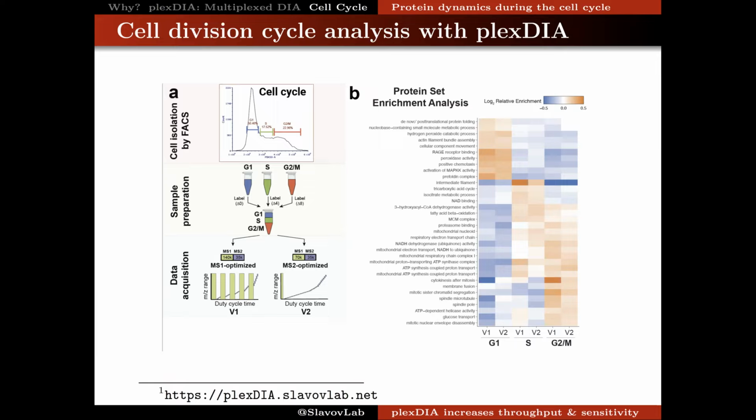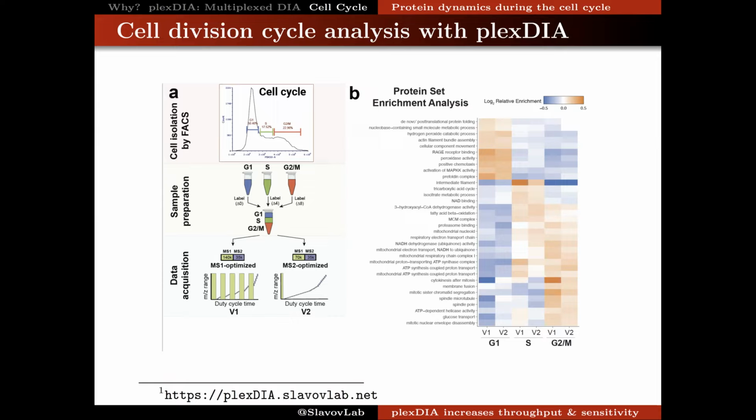Rather, we wanted to separate cells in different phases of the cell division cycle based on the DNA content. And in particular, during the G1 phase, cells have 2N content. Then during the S phase, it increases. And during the G2 phase, when all chromosomes are duplicated, it becomes 4N. So we used the FACS sorter to isolate cells from each of those phases.